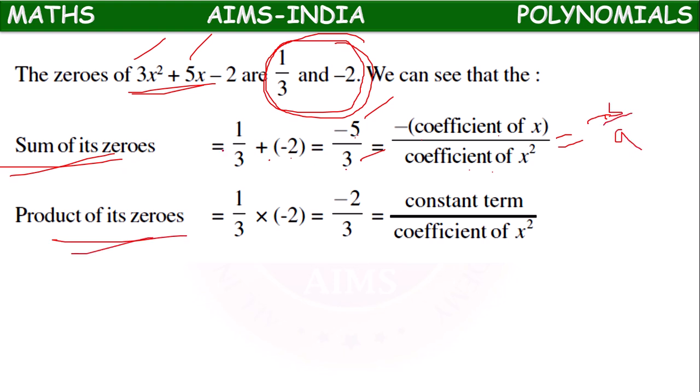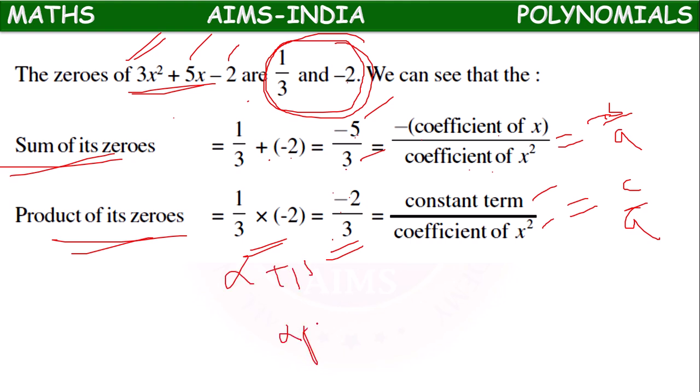What is the product of zeros? 1/3 into -2 is -2/3. What is -2? The constant. What is 3? The coefficient of x². So c/a. Like this, we can establish two relationships between the sum of zeros, the product of zeros and the coefficients.